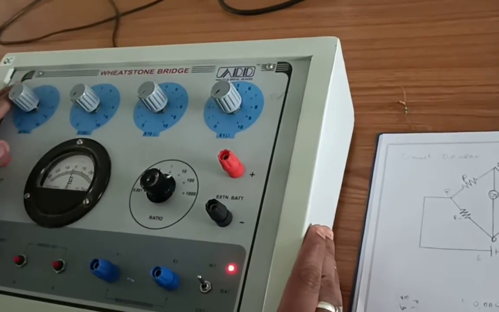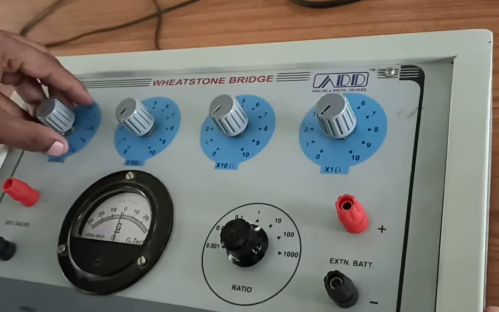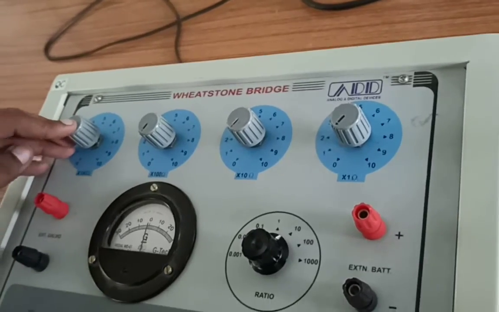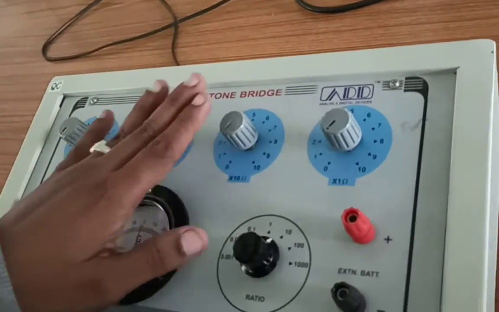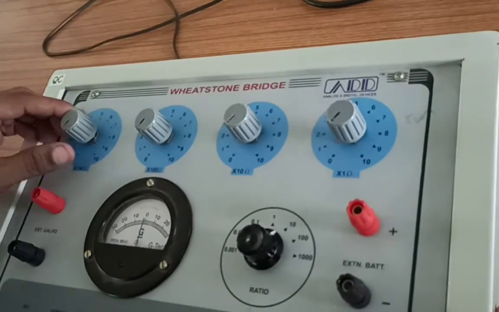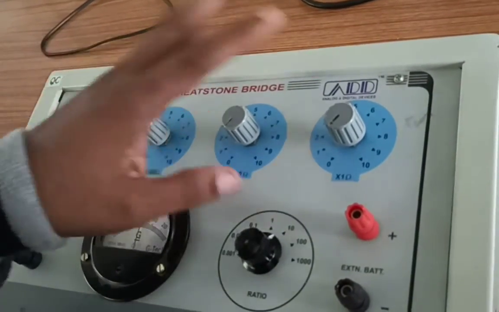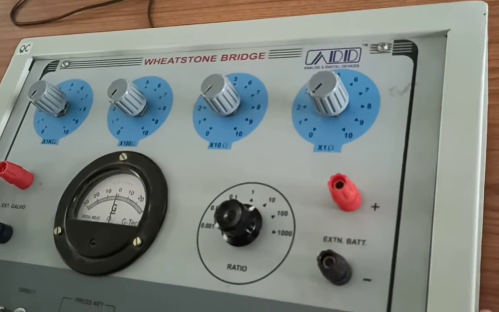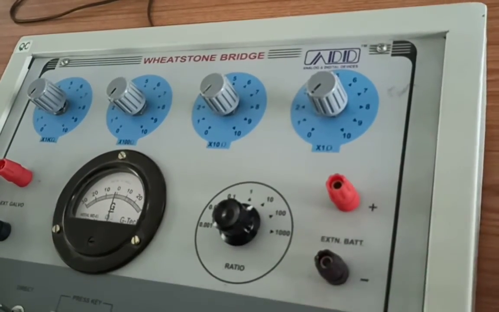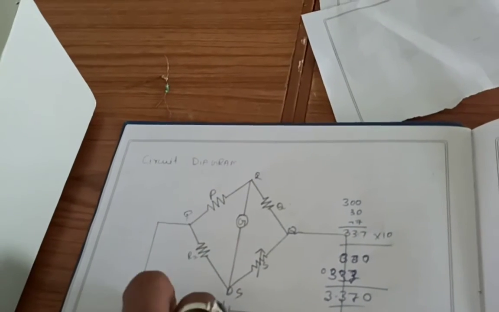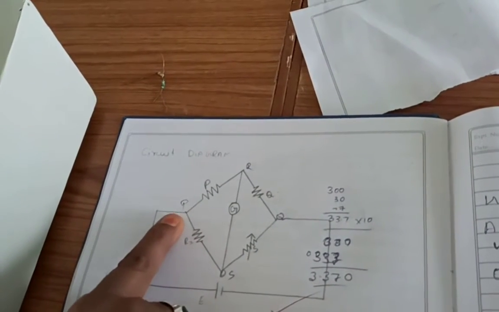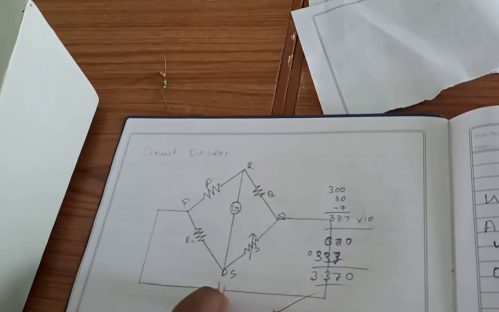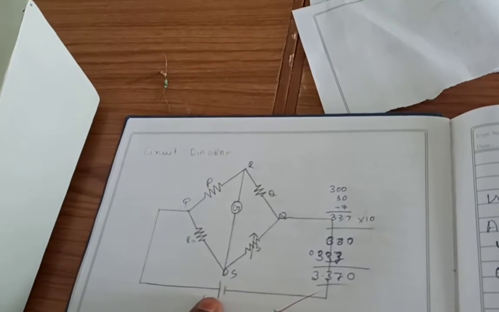Here the knobs are the resistances which are internally connected, with kilo ohm multipliers, 100 ohm multipliers, and other multipliers. By varying these knobs, we can find the value of the resistance which is connected, and the unknown value of resistance will be found. These are the 4 arms of the bridge circuit: one arm is P, another arm is Q, and the others are R and S. So how can we find the value of R?